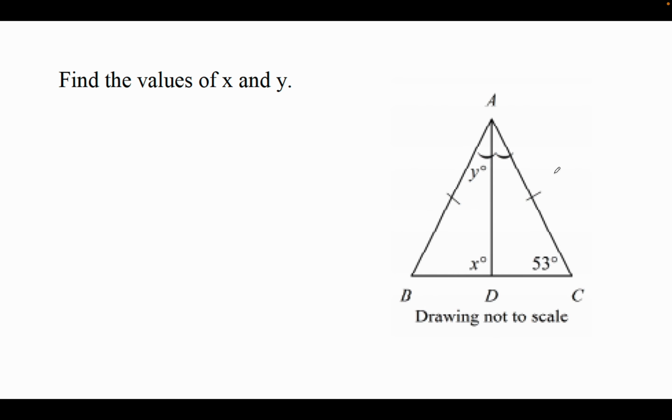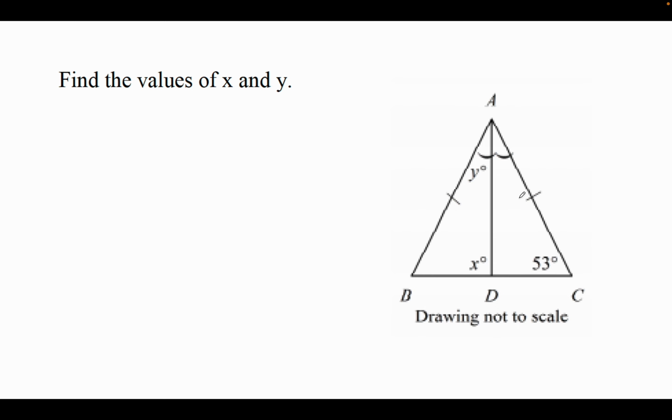Find the values of x and y. So given the figure, we have there triangle BAC. Drawing not to scale, meaning hindi natin pwedeng sukatin yung drawing na yan because hindi yan yung actual na representation. So find x daw, and then y. What type of triangle do we have here? Anong type ng triangle meron tayo dito?